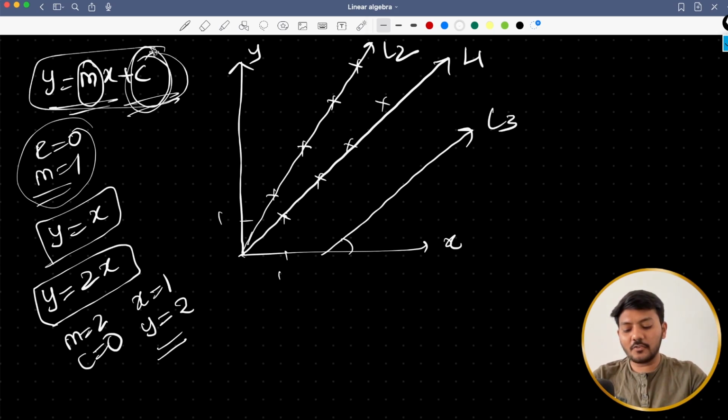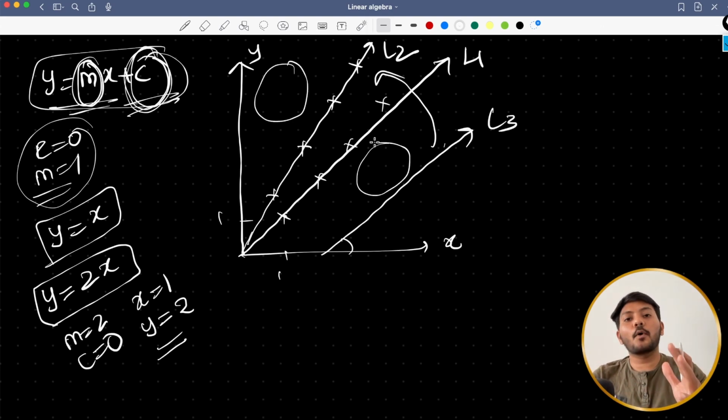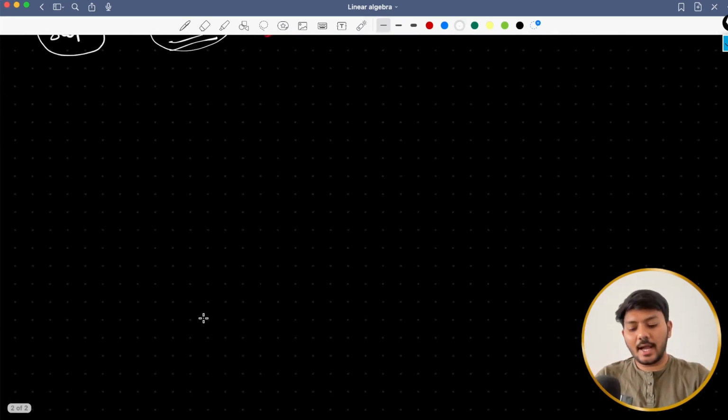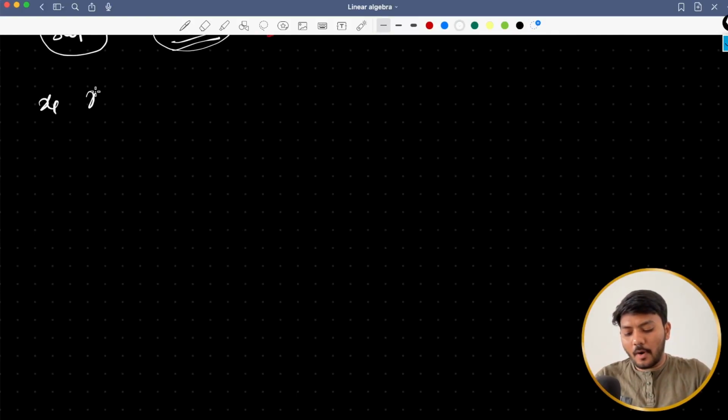So by changing the values of m and c, we are able to rotate or change the direction of the line, and the machine learning task is to find the line which separates both of our points accurately. That is what machine learning internally does. Hopefully that is clear.